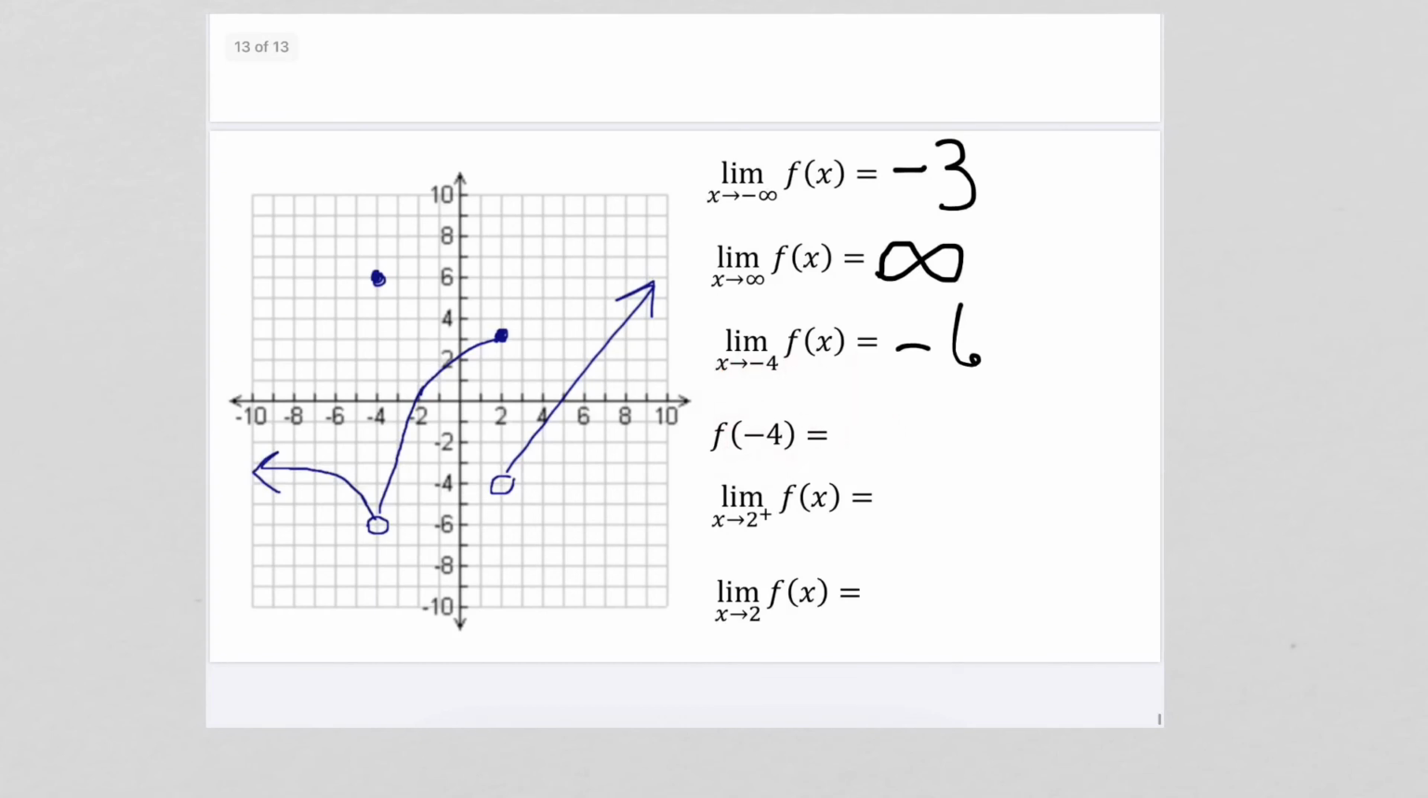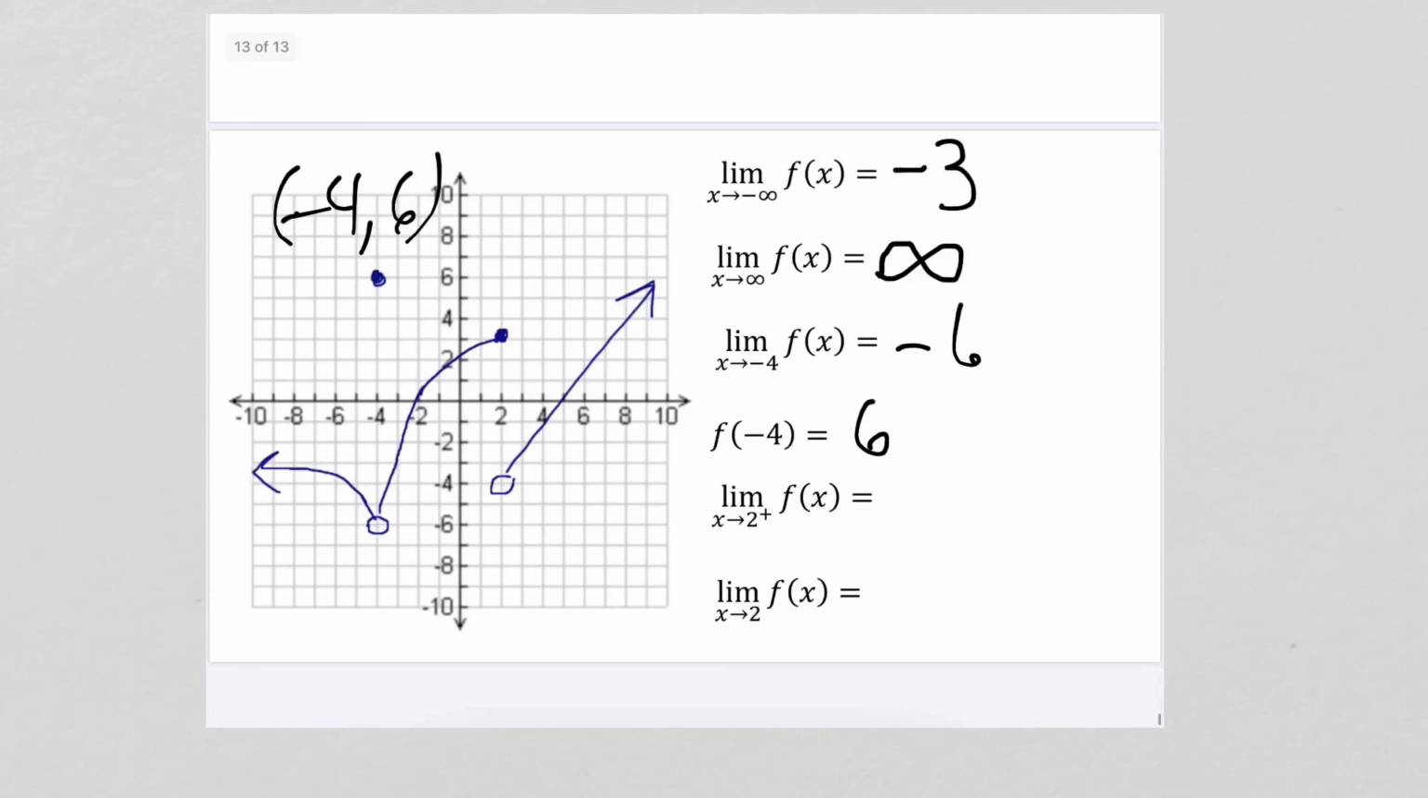Okay. What about f of -4? So this is tricky. It's asking what the output is. Where is the point? So as we approach -4, we're approaching this little hole here. But then up here, we actually have a point at (-4, 6). So we're going to say that f of -4 is equal to 6.